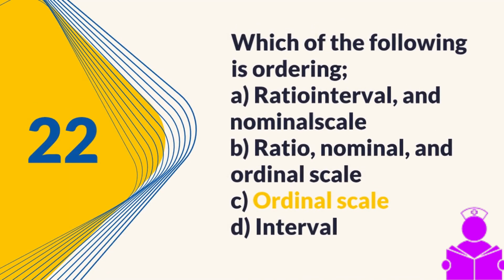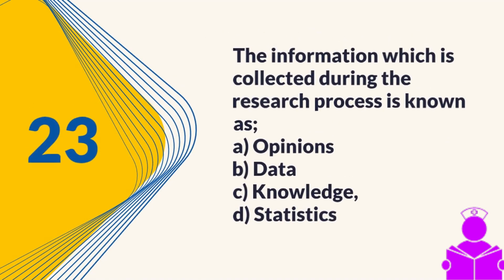Answer: C. Ordinal scale. This is because ordering refers to arranging data in a specific sequence based on some criteria. The ordinal scale is a level of measurement that provides a ranking or ordering of variables. Options A, B, and D list different types of measurement scales but do not specifically refer to ordering. So, the correct answer here is C. Ordinal scale.